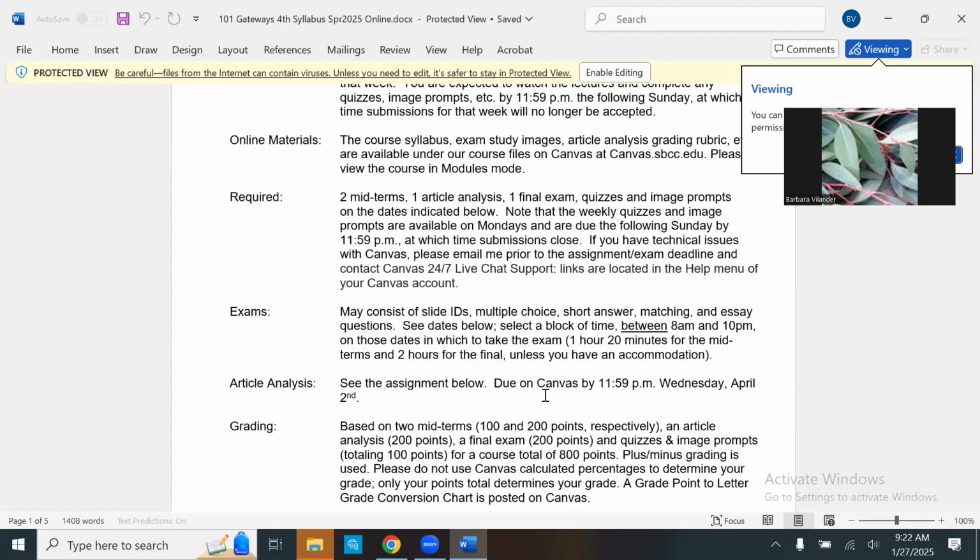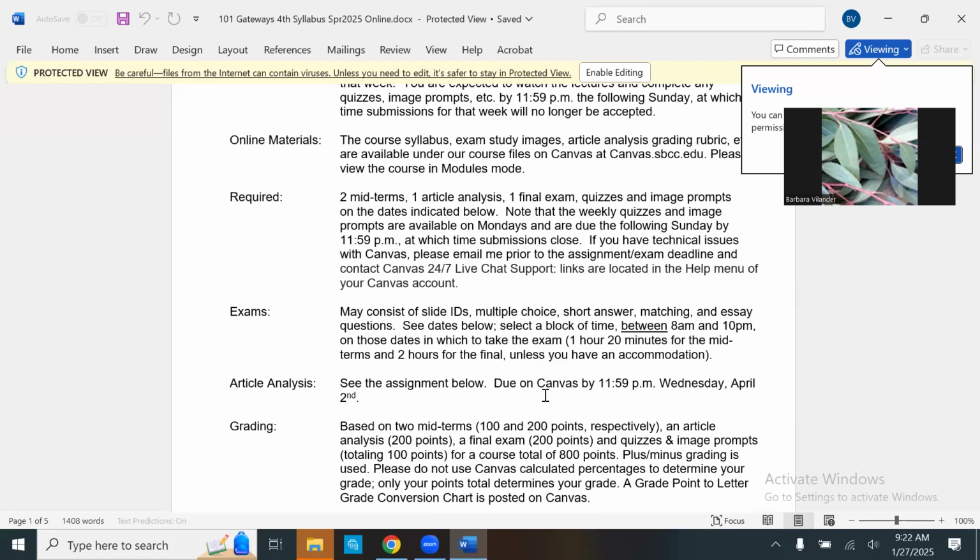Now, for the online class, you take your exams online, okay? So the day of the exam it's available from 8 a.m. until 10 p.m. So what you need to do, if you're in the online class, is select an 80-minute block of time in which to take your test. And any time in there, between 8 a.m. and 10 p.m., you can take your test. If you have an accommodation, you'll obviously get that time extension.